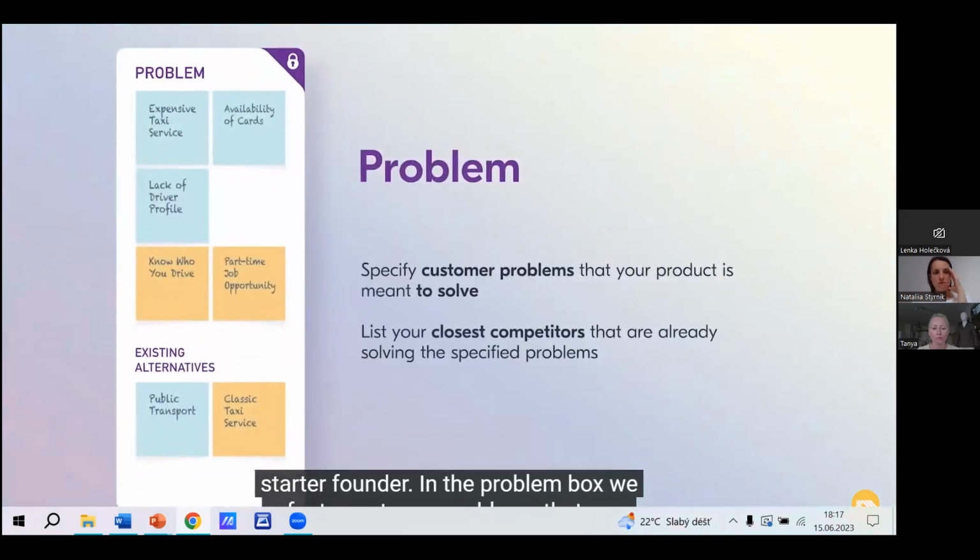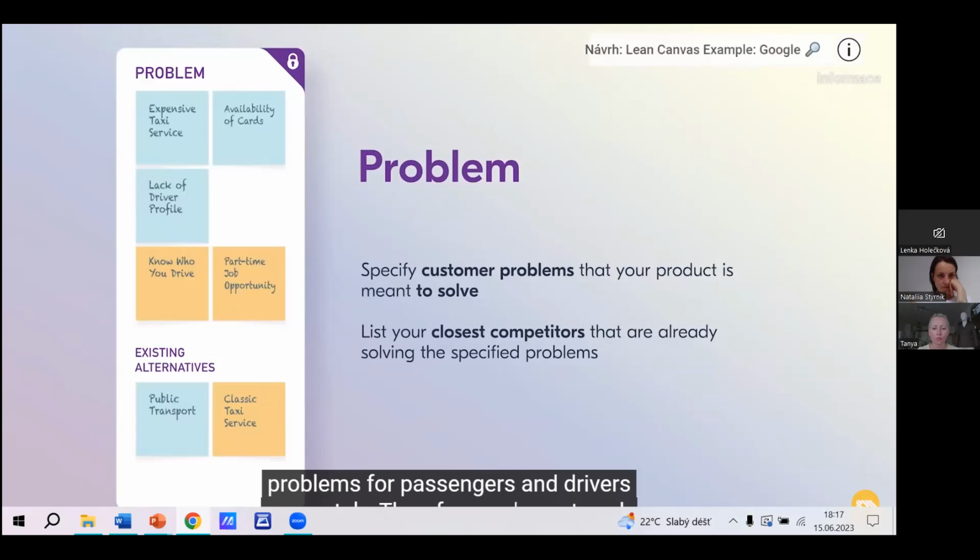In the problem box, we refer to customer problems that your product is meant to solve. If you have several customer segments with different problems, you may make separate canvases for each of them. Here, we have specified problems for passengers and drivers separately.